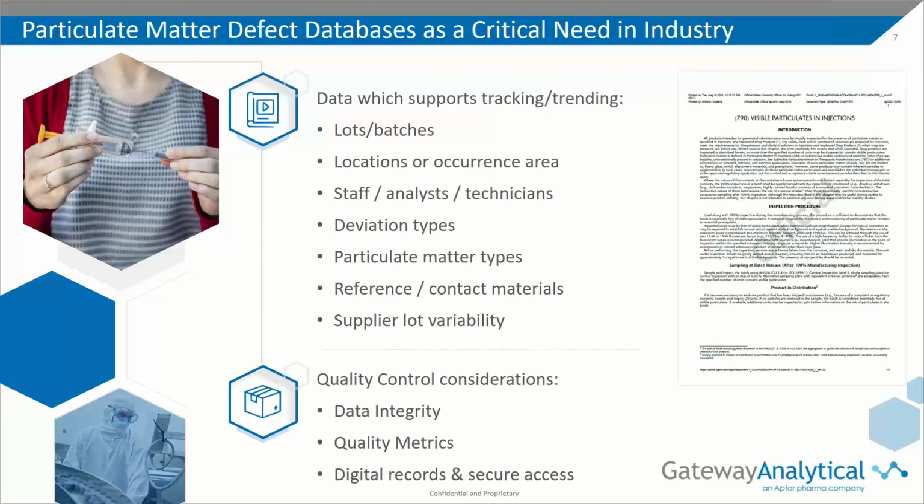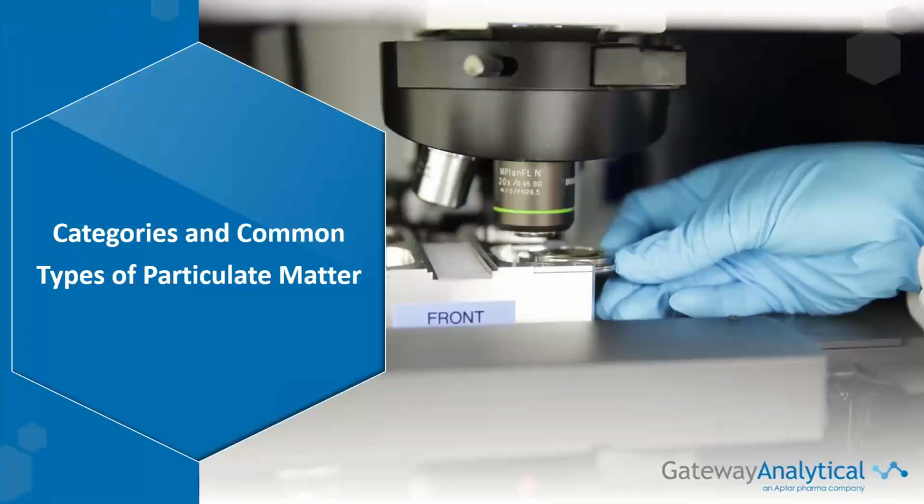And a lot of people may put them in Excel spreadsheets, or they may just cross-reference reports and things like that. But we also have to deal with being able to search this stuff very quickly, very efficiently. And again, I emphasize in a GMP compliant environment where data integrity is very critical. So when we look at the quality control considerations, data integrity, the quality metrics, digital records and secure access to the information are important as we move forward.